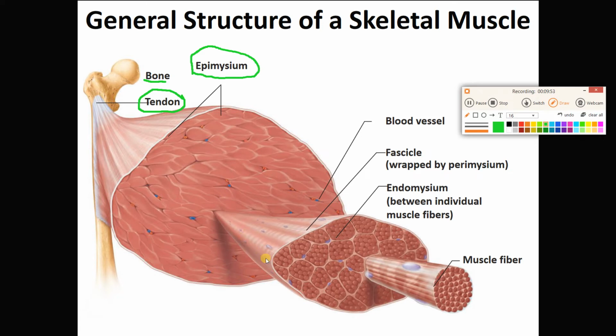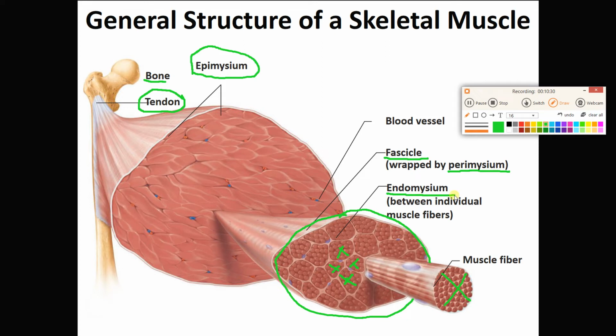Then we have bundles of muscle cells. So this is one muscle cell right here. This is another one right here, another one right here. You get the idea here. And what we have here is a bundle of skeletal muscle cells. Such a bundle is known as a fascicle, and that's wrapped by connective tissue called the perimysium.